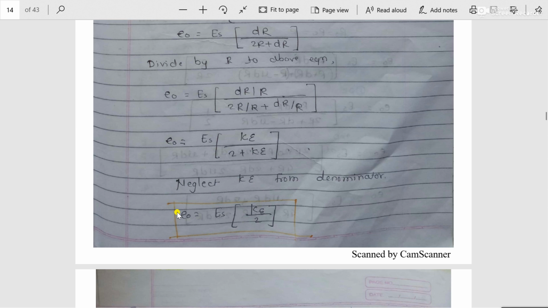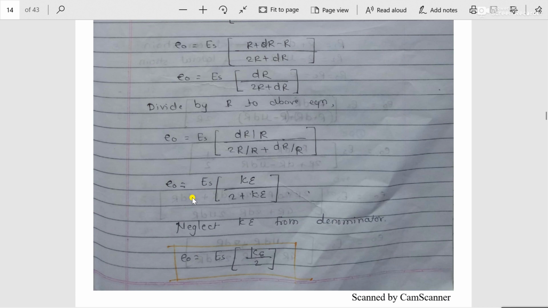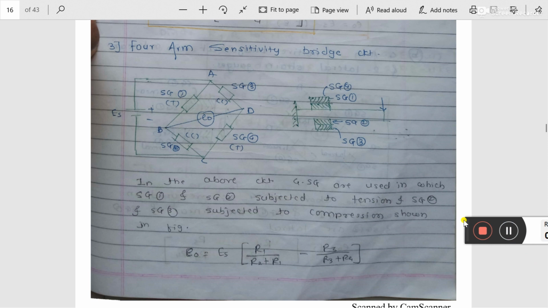So this is the derivation of the 2-arm sensitive bridge circuit in the condition of same in magnitude opposite in nature, and same in magnitude and same in nature. So this is the output of the 2-arm sensitive bridge circuit. Now we'll discuss the 4-arm sensitive bridge circuit. Now the 4-arm sensitive bridge circuit.